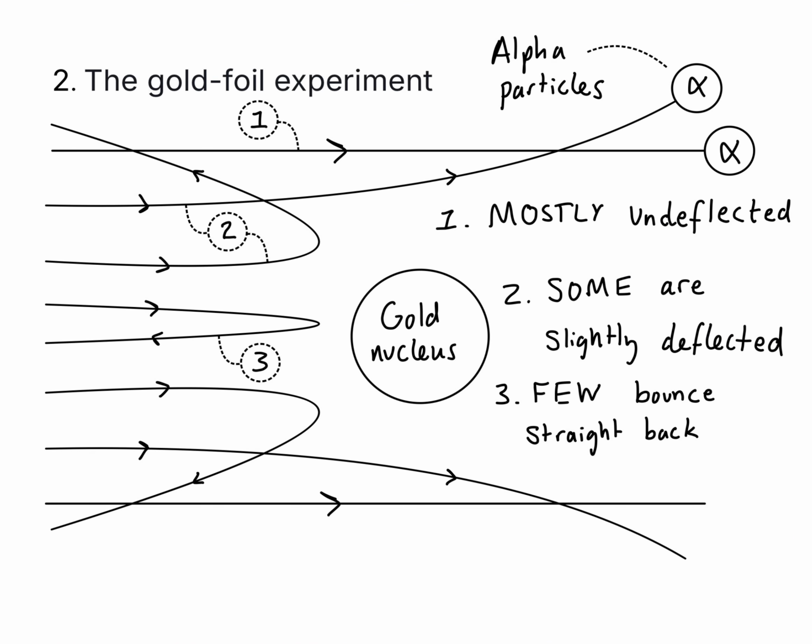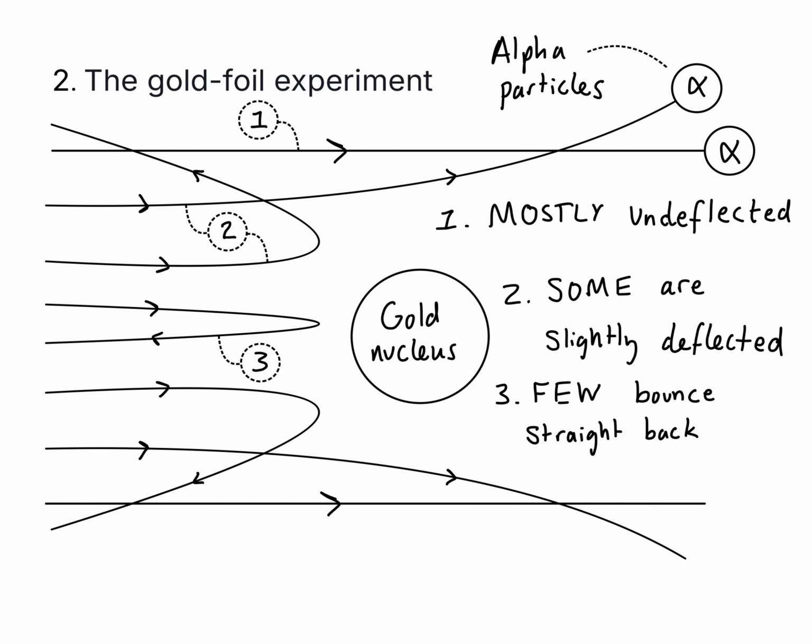So what he did is fire alpha particles, which are positively charged, at a very thin sheet of gold foil and watched where they went. Three things happened. One, most of them sailed straight through, completely unaffected. Two, some were deflected by small angles. And three, a very few, remarkably, bounced almost straight back at him.